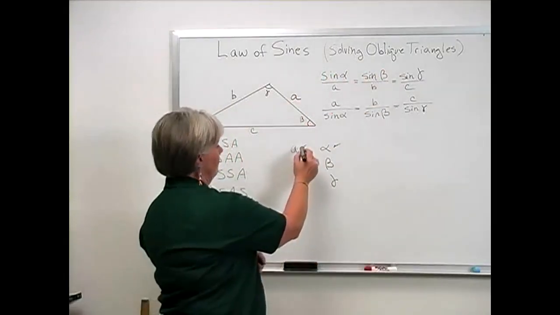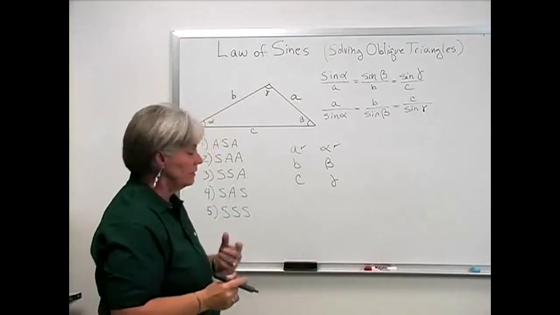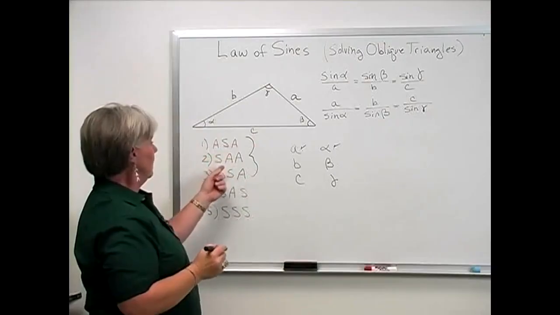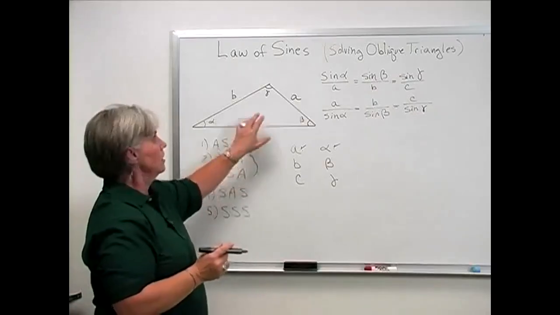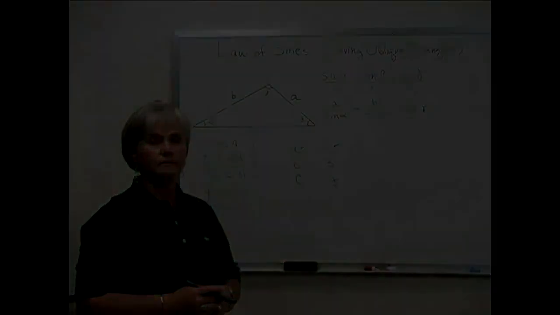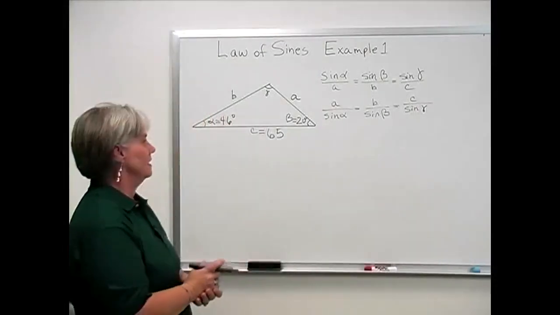So anytime you have a side and the opposite angle, you can use the law of sines. There's actually 3 cases: angle, angle, side; angle, side, angle; and side, side, angle, and these are the cases that use the law of sines to solve the triangle. Let's solve a triangle using the law of sines.